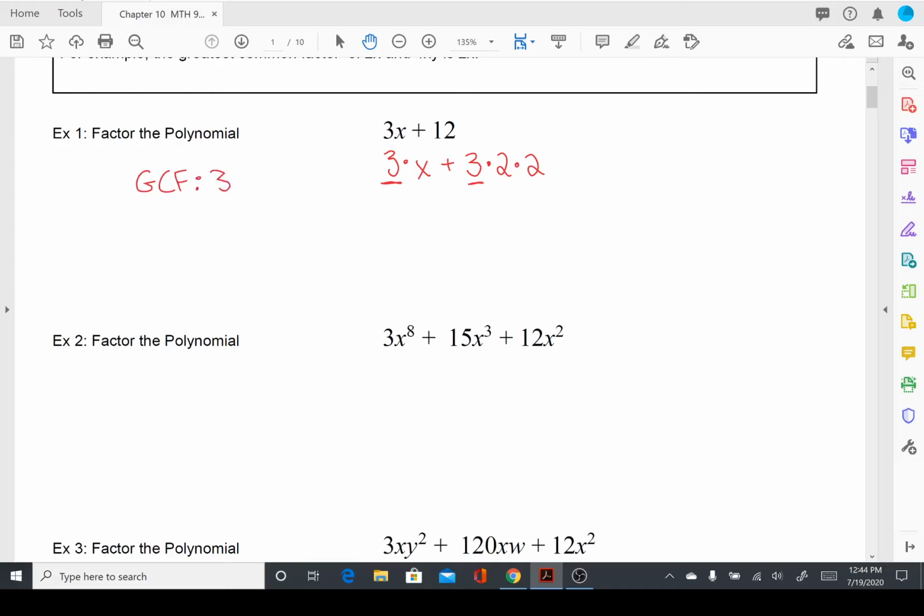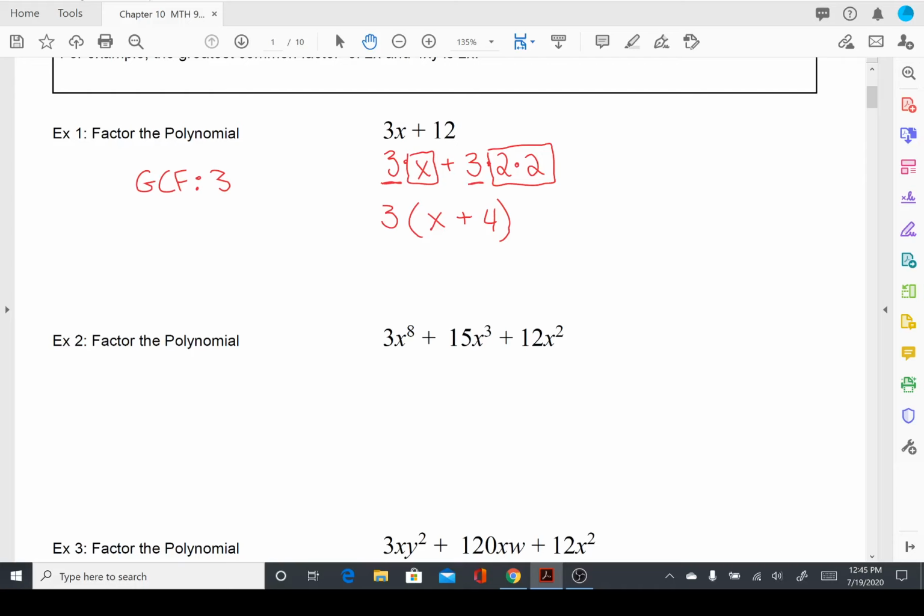And so if we were to factor this polynomial, we are going to take the 3 out and rewrite it with what's left. So what's left in the first term is the x. What's left in the second term is the 2 and the 2, or the 4.